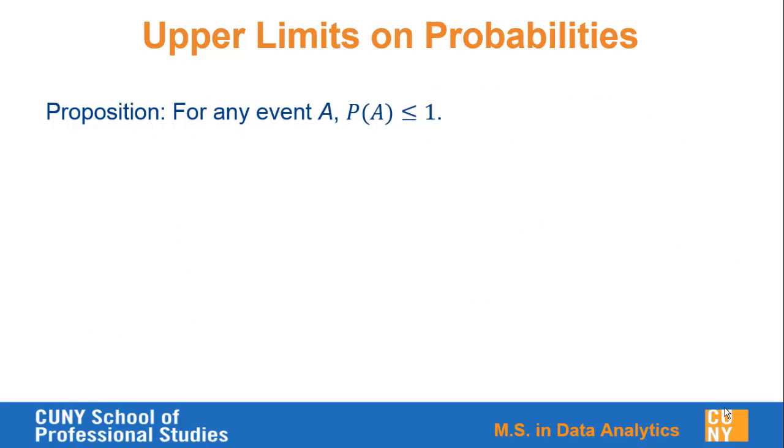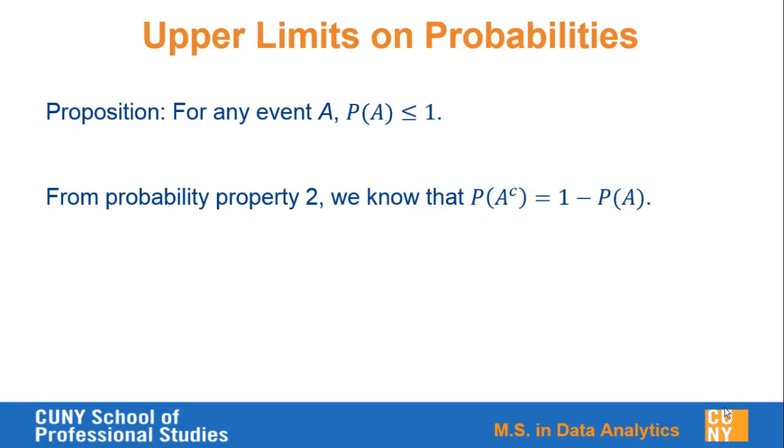Finally, one proposition that's not covered in this chapter of Debreu: for any event A, the probability of A has to be less than or equal to 1. You'll notice in the axioms, all we said about it was that it couldn't be negative. It had to be a non-negative value. We didn't say that it couldn't, for instance, be 2 or 5 or 20.